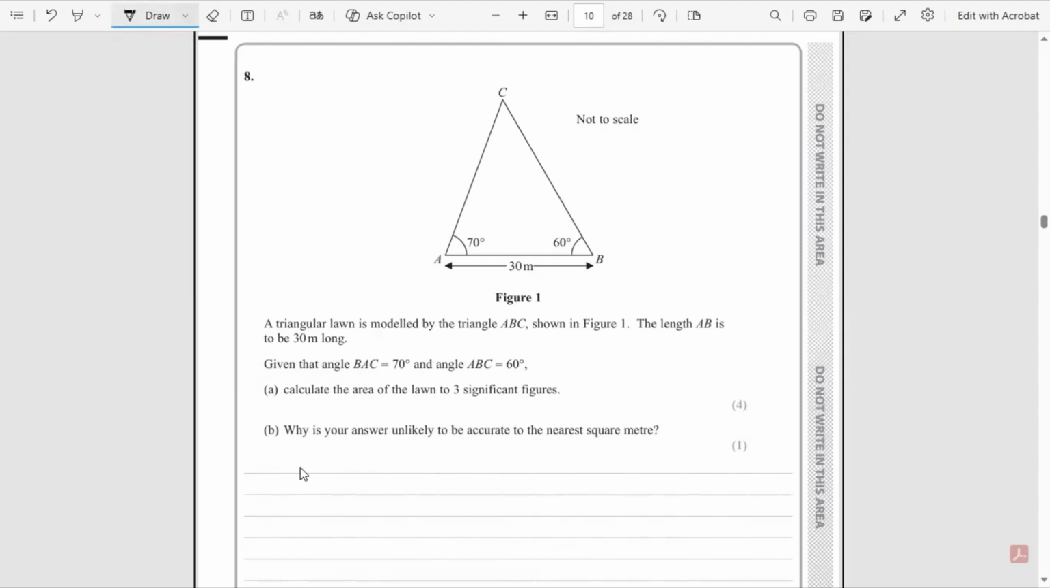So in this question, we have a triangular lawn, which is modeled by the triangle ABC shown in figure 1. The length AB is 30 meters long. Given that angle BAC is 70 degrees and angle ABC is 60 degrees, Part a of the question says calculate the area of the lawn to 3 sig figs.